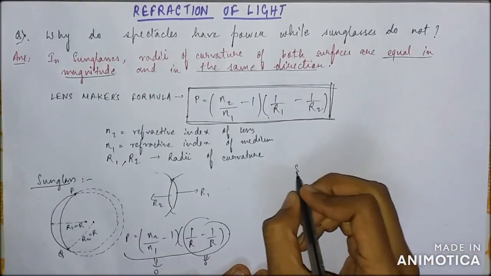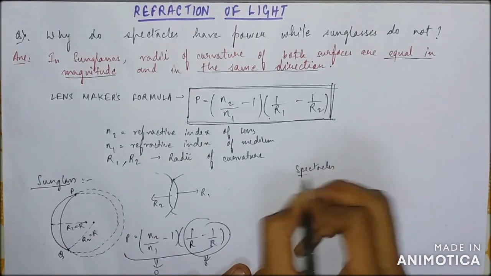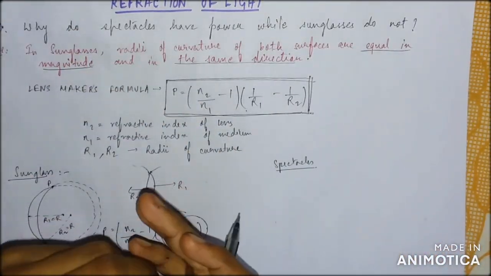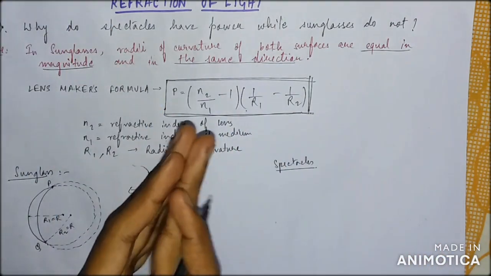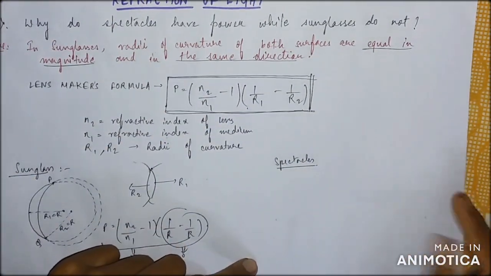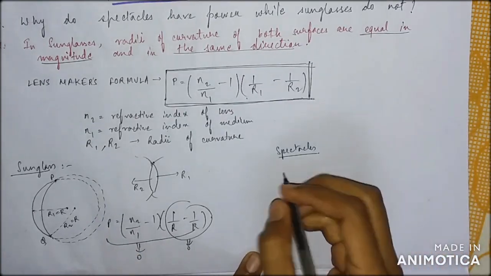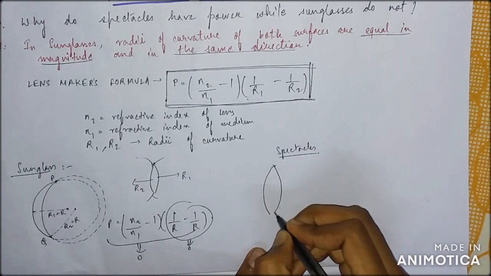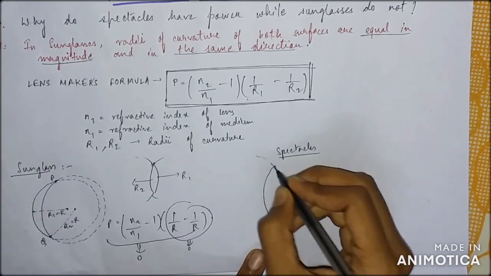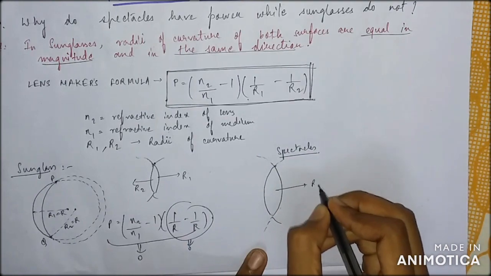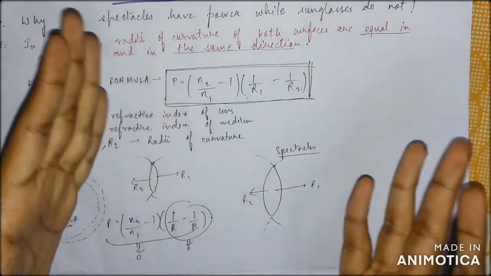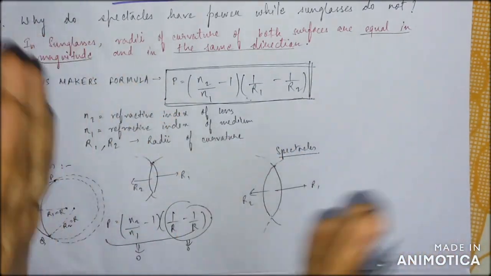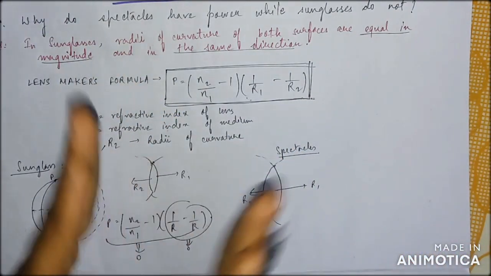But in the case of spectacles, what happens is that now there are various kinds of spectacles. Some have a convex lens, some have a concave lens. Let us take the example of convex lens only. So suppose the lens is convex. What happens is that in most of the cases, radii of curvature are in two different directions. They may be equal, they may not be equal, but they are two in different directions. So 1/r1 and 1/r2 do not cancel out each other. Okay, so this was today's video.